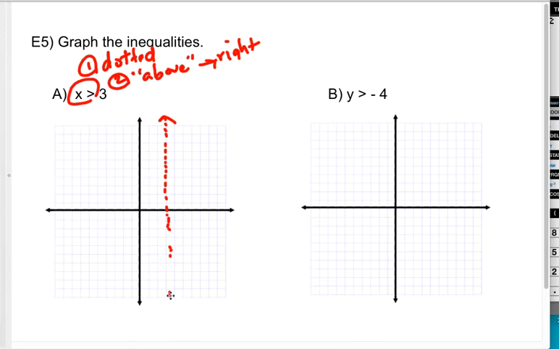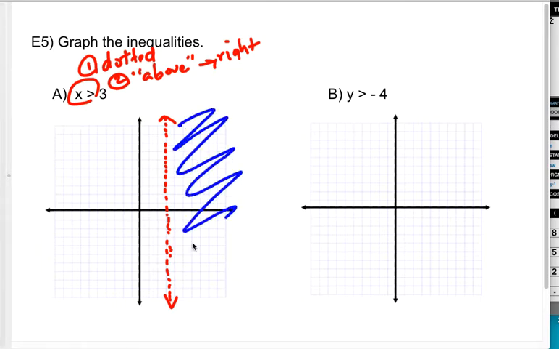And then I'm going to shade, and again, I'm terrible at this, but you get the idea. I'm going to shade values that are higher than that, so I'm going to shade over here. And you can check that you're right by picking any x value or any point over here and see that it does satisfy this. For instance, this point right here has an x coordinate of 7, which is clearly greater than 3.